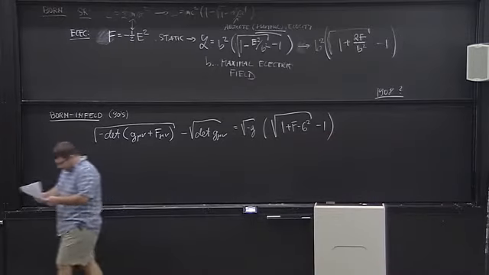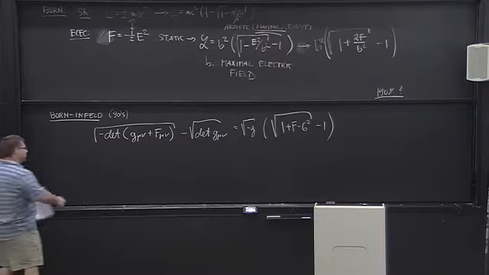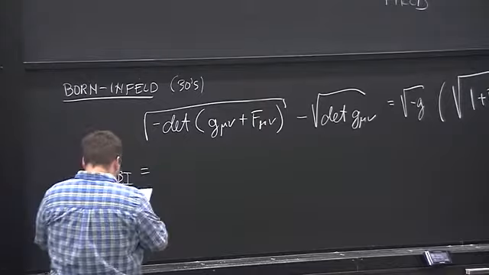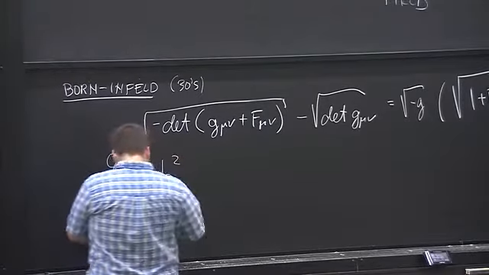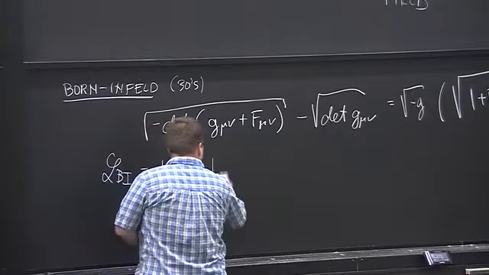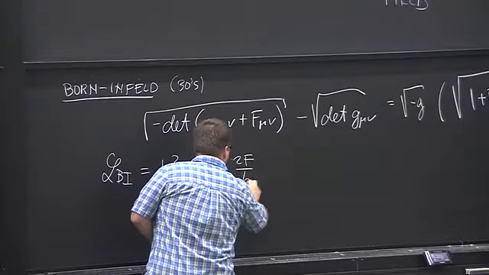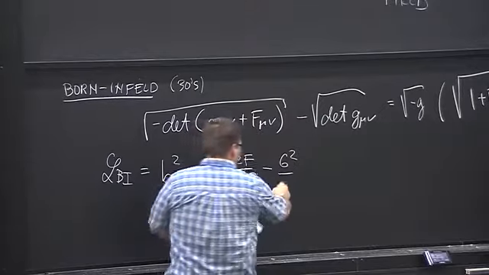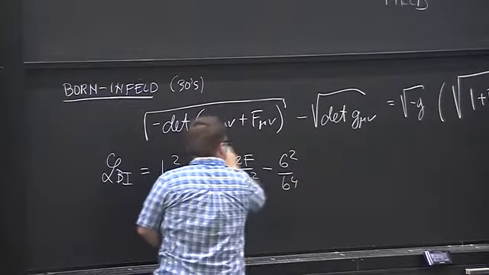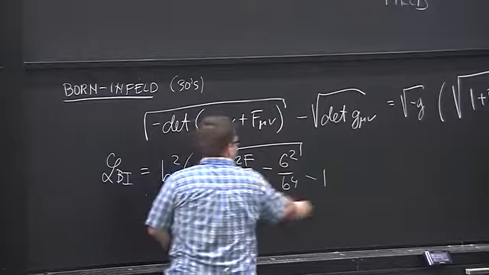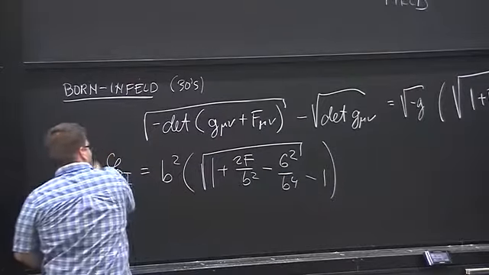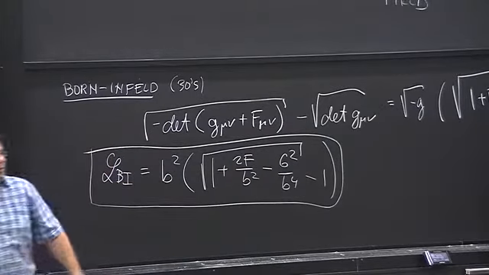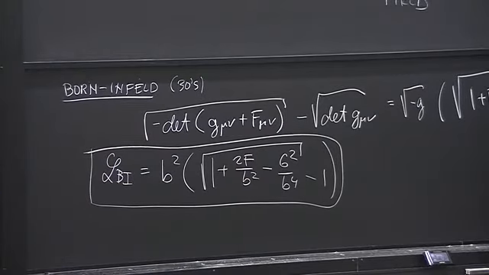So now let me write down the modern version of that. So there's the corresponding Born-Infeld Lagrangian, and it's b squared, which is still the maximum value of the field. It's 1 plus 2f over b squared minus g squared over b to the 4 minus 1. Okay, so this is the Born-Infeld Lagrangian, and it's related to this determinant of g mu nu plus f mu nu. Okay.